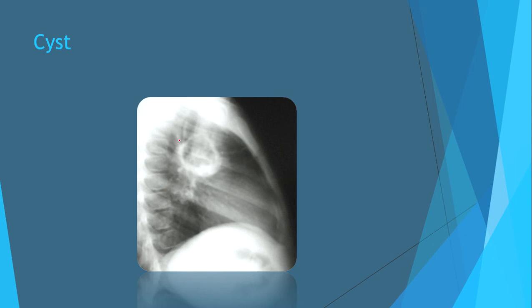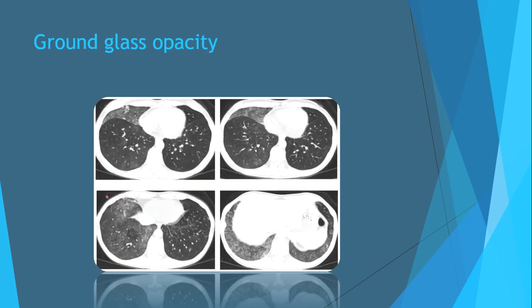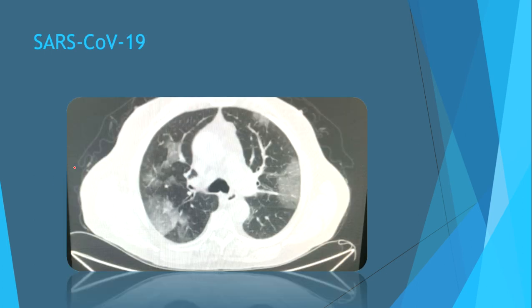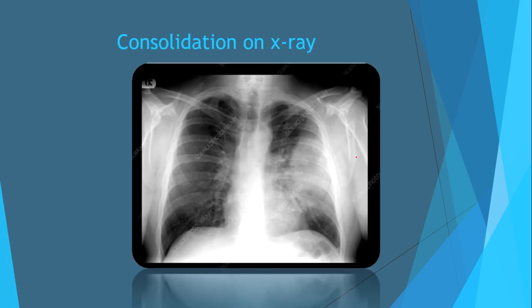Another cavity, it's a cyst in the lung. This is a picture of the ground glass opacity. You can see the difference in the density of the picture, and this is very important now, because an early sign of COVID-19 is ground glass opacities on the CT scan of the lungs. Here we saw the consolidation on the X-ray.